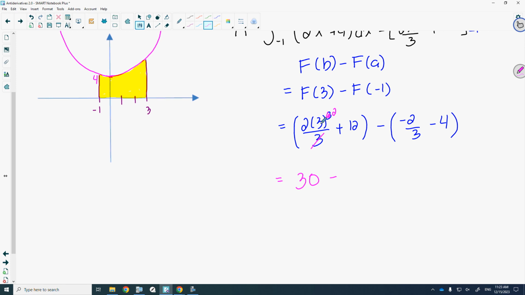Does that make sense? So I had 3 cubed. I could have done 27 divided by 3, or just to make the math a little bit easier, I canceled this 3 and changed that to squared. 3 squared is 9. 9 times 2 is 18. 18 plus 12 is 30. Is that what you got? Okay.